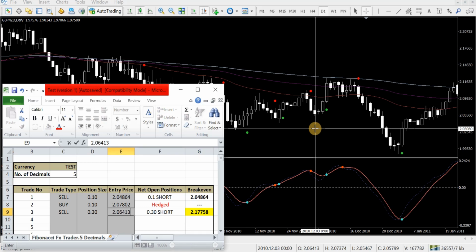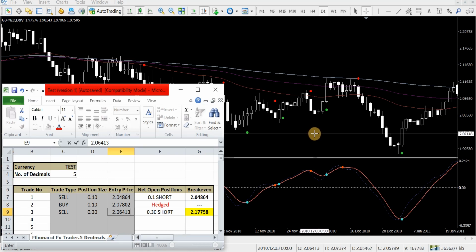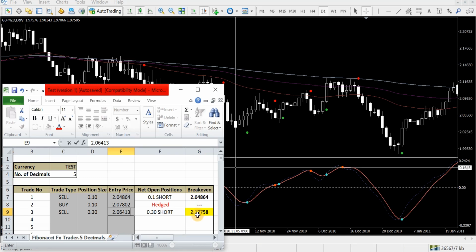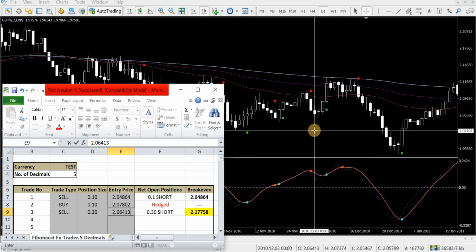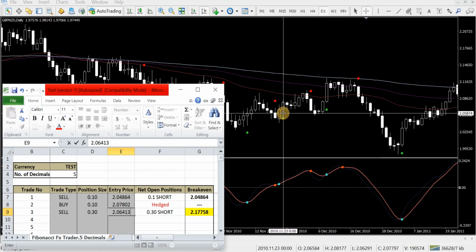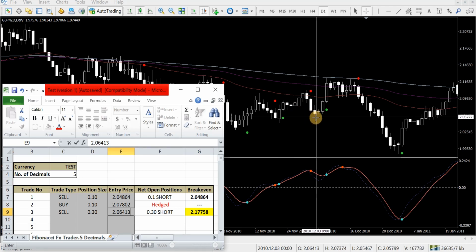2.06413. Now you can have a look, see if you get to the actual break even. The break even there is 2.17758. So you can have a quick look at the low of that candle. Doesn't really matter because I wouldn't be closing out anyway. And the low is below that overall break even. So I didn't have to move much in there to get to overall break even.